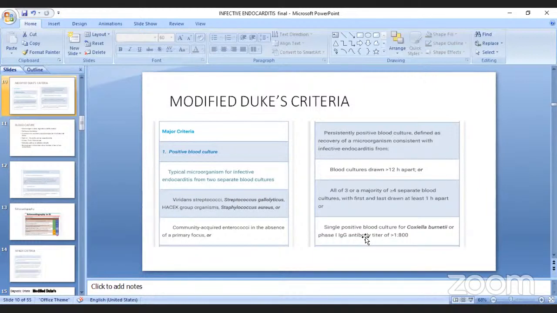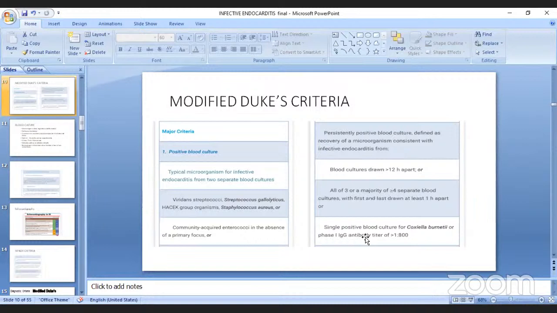It is a persistently positive blood culture, where you are taking blood cultures drawn 12 hours apart. That means you take one sample at 6 a.m. and the other sample at 6 p.m., and all of the three, or the majority of four or more separate blood culture bottles, with the first and last drawn at least 1 hour apart, are positive.